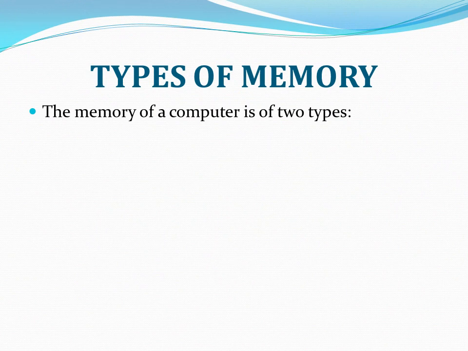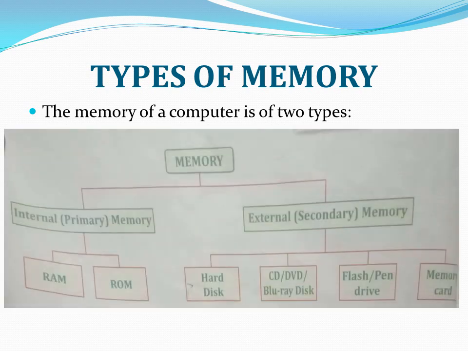Let me explain you types of memory. Children, computer memory is divided into two types, primary memory and secondary memory. Primary memory is also called internal memory and secondary memory is also called external memory or auxiliary memory. Now, primary memory of a computer is further divided into two parts, RAM, random access memory, and ROM, read-only memory. And external or secondary memory of a computer is further divided into subparts, that is hard disk, CD, DVD, Blu-ray disc, flash drive and pen drive. And next another is memory card. Let me explain you all this one by one.